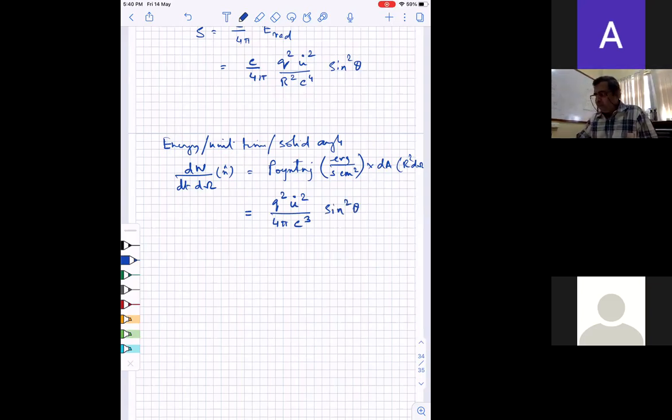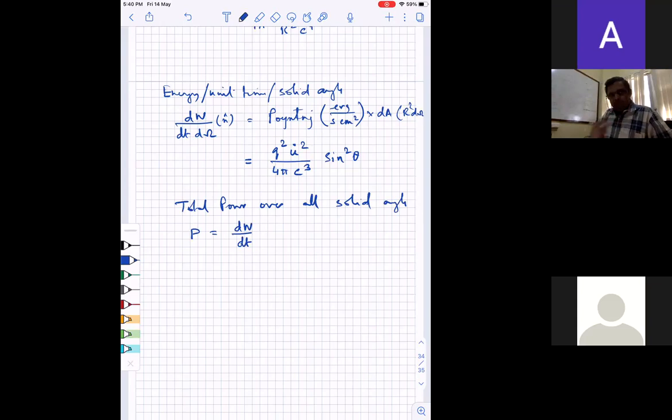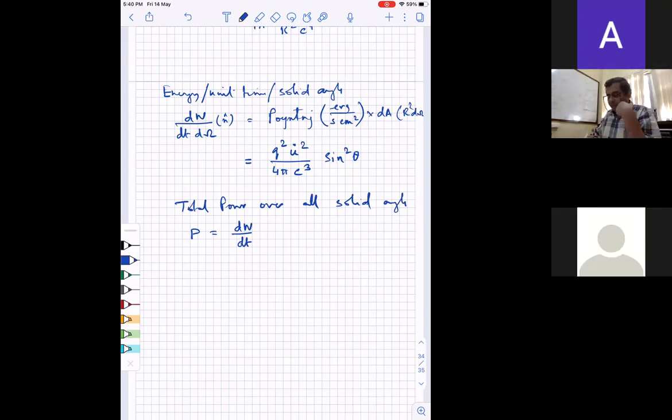Now, once we have come to this, we can do the final thing over here. I can integrate over all the solid angles. So if I integrate now for the total power, so if I want to calculate the total power over all solid angle, then my total power, this is dW dt, energy per unit time, which is the total power. I have to integrate over all the solid angles.